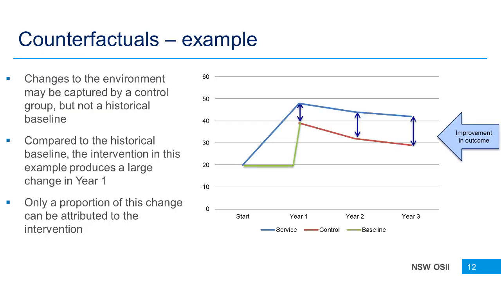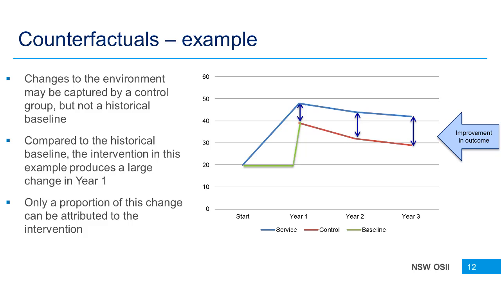To illustrate the concept of counterfactuals, let me walk you through this example. You can see from the chart that we have three elements. On the blue line, we have the measurement of the impact of the services. On the green line, we have the counterfactual that was used at the start of the service. And on the red line, we show the measurement of the counterfactual or the control group once we were able to develop that counterfactual group.